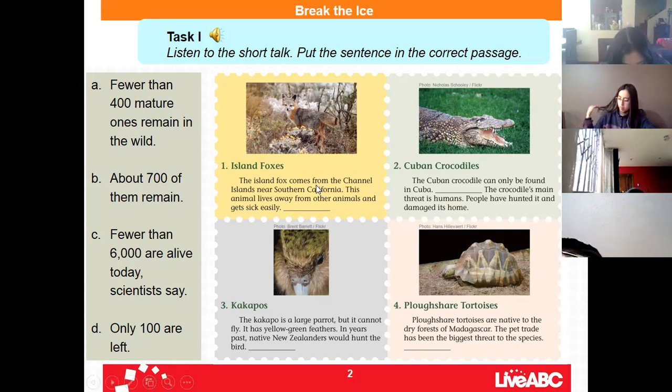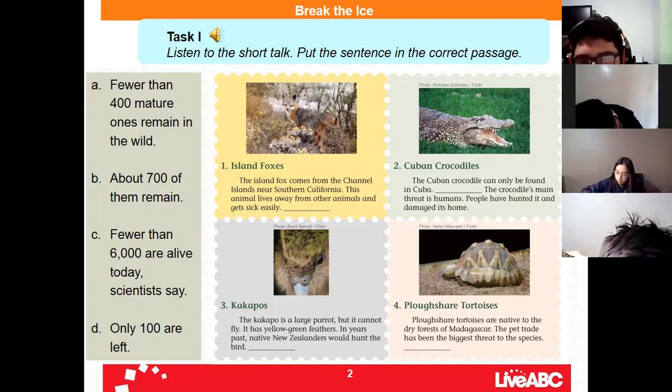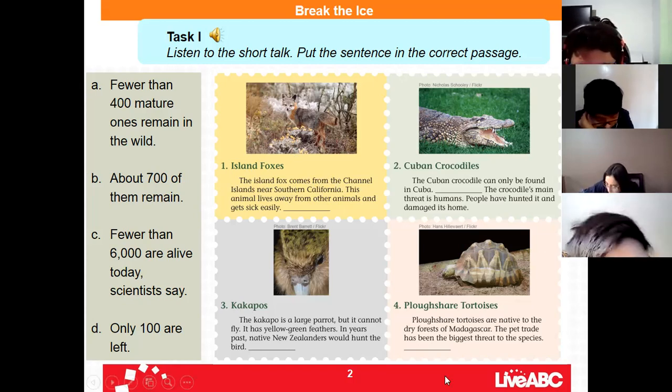Ahora sí leamos cada uno de estos recuadros. Number 1, Island Foxes. Jennifer Hinojosa, please read. The island fox comes from the Channel Islands near Southern California. This animal lives away from other animals and gets sick easily. Gets sick easily, se enferman fácilmente.